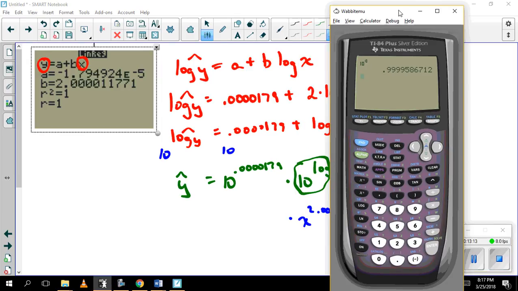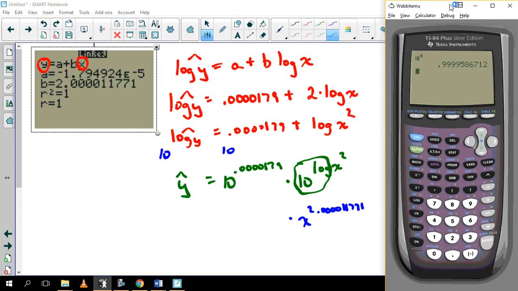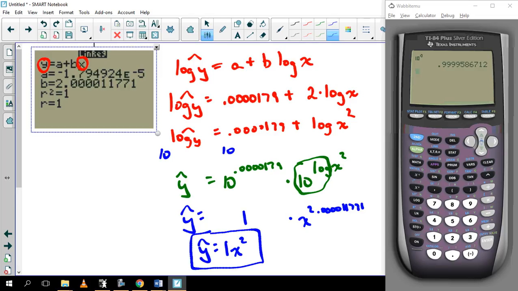So basically what I have here is y hat equals 1 times x squared. At least if I round it to 2 or 3 decimal places, that's what I get. Now notice what I've got here is a power function. But I didn't do a power regression model because I don't really understand that at this point. I do understand linear regression. So using a little bit of transformations, I tricked the calculator into doing linear regression on logged data to end up with a power function.